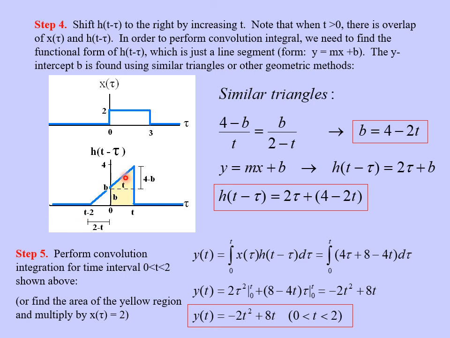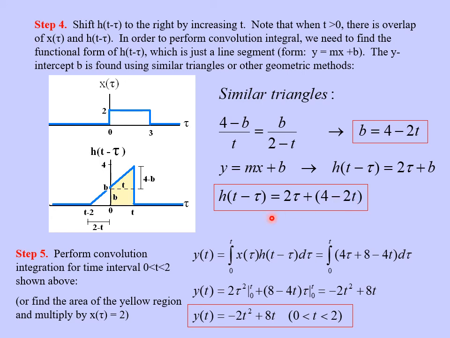But in order to figure out the y-intercept as a function of t and so forth, I found the best way to do it was by using similar triangles. There's a big triangle here, and there's a smaller triangle, and they share the same angles, so they are similar triangles, so the ratio of their sides are equal. By using similar triangles, you can come up with this functional expression for this shifted impulse response, h of t minus tau. It's equal to 2 tau plus 4 minus 2t.